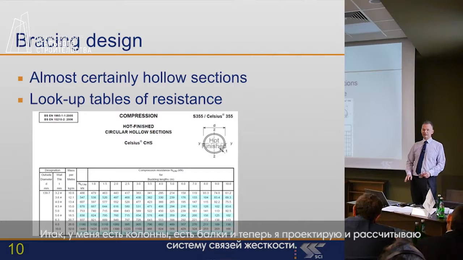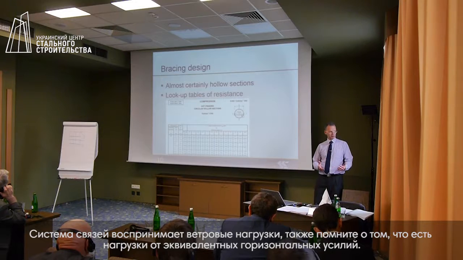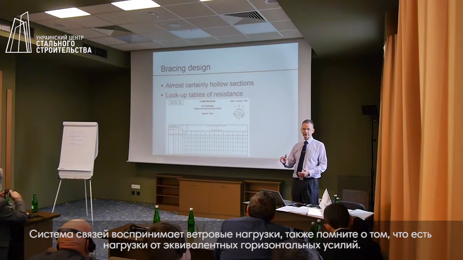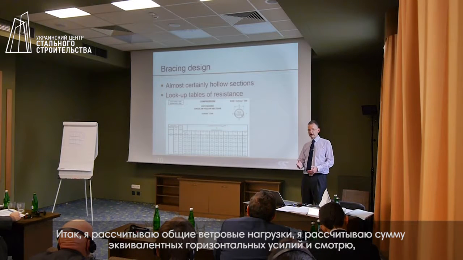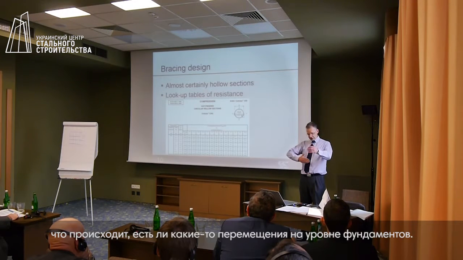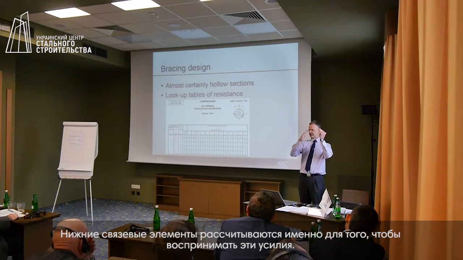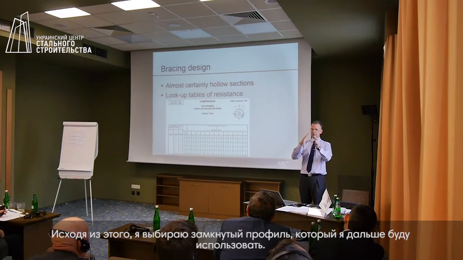I would then design the bracing system. And the bracing will feel load from the wind, and remember it will also feel load from the equivalent horizontal force. So I would calculate the overall wind load. I would calculate the summation of the equivalent horizontal force. And I would say, well, that's the base shear at the base of the building. And the first bracing takes the component of that base shear. So that will tell me the force in the bracing, and I would choose a hollow section.